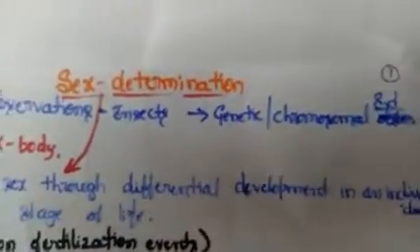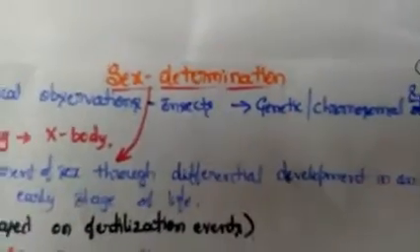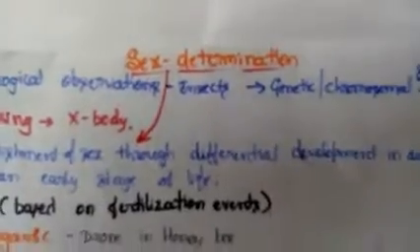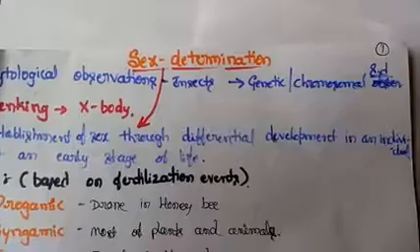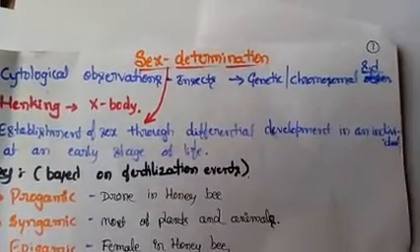Then what is sex determination? Sex determination is the establishment of the sex through differential development in an individual at an early stage of life.